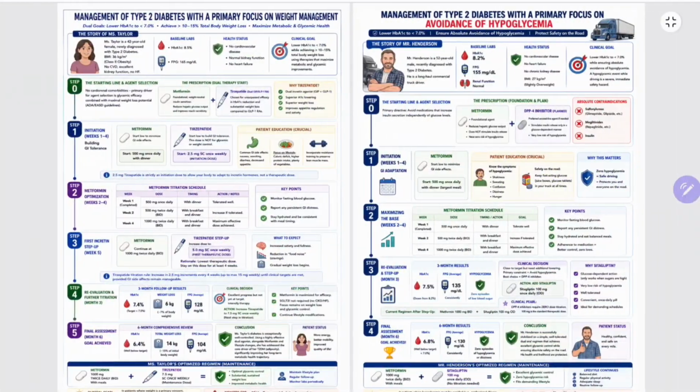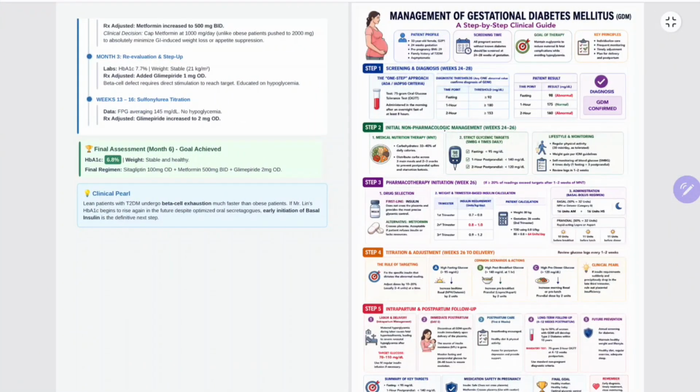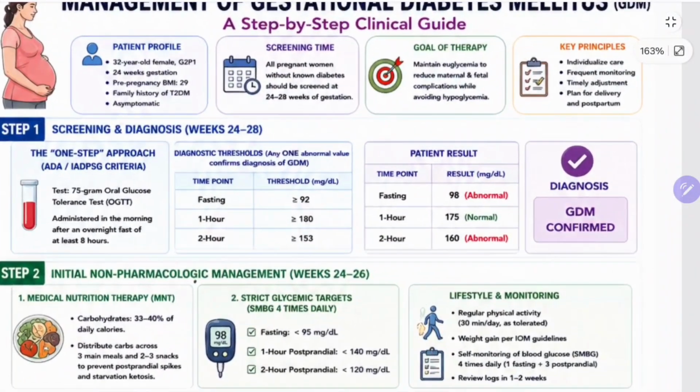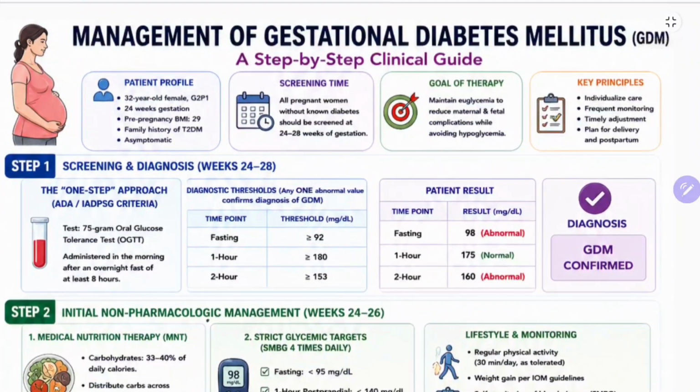Last thing which we need to discuss is a case scenario of gestational diabetes mellitus. So after discussion of this gestational diabetes mellitus case scenario, we will be completing the topic of diabetes mellitus. So next thing will be acute and chronic complications of diabetes mellitus. We will discuss it later in the coming videos.